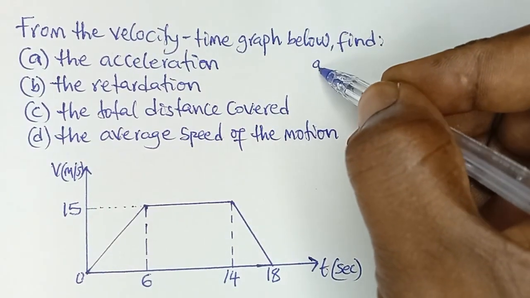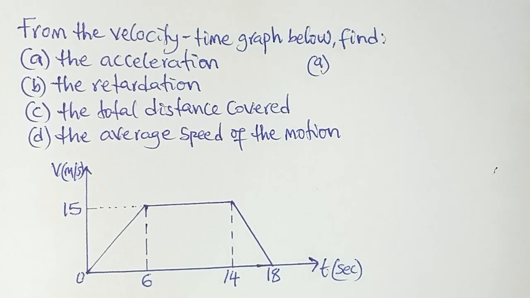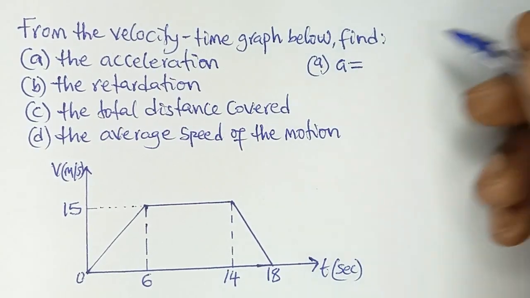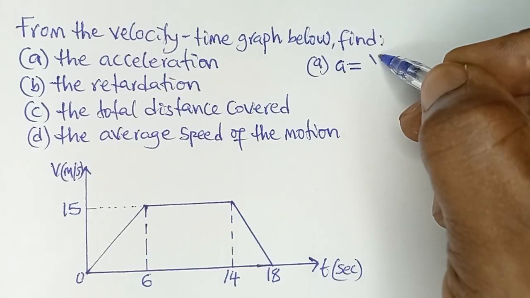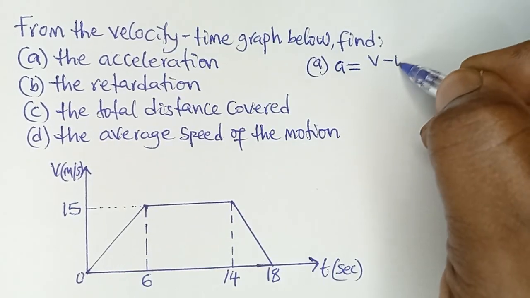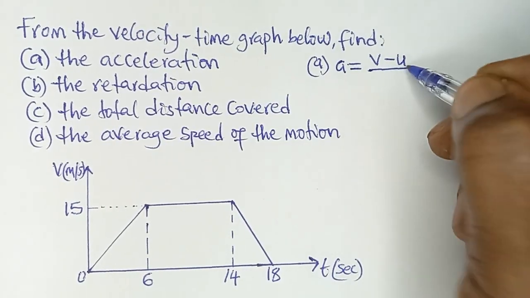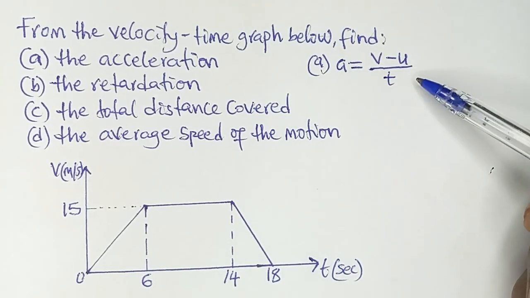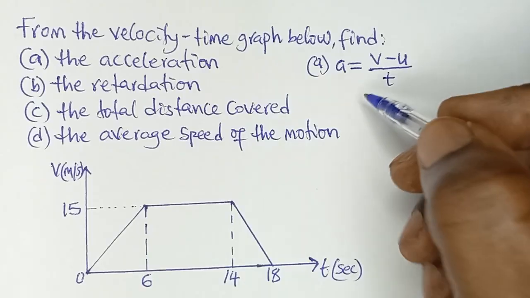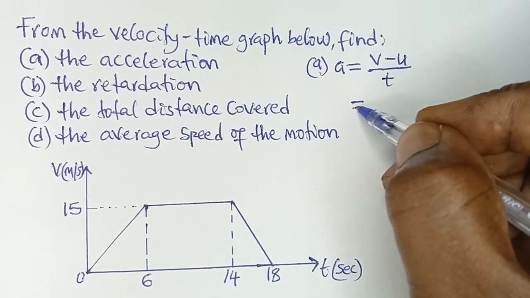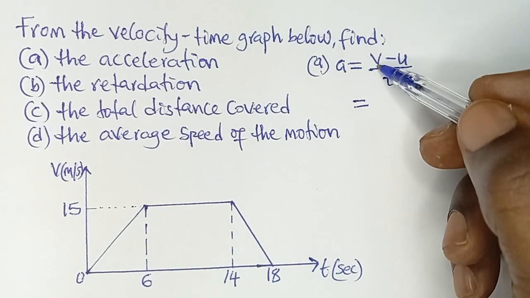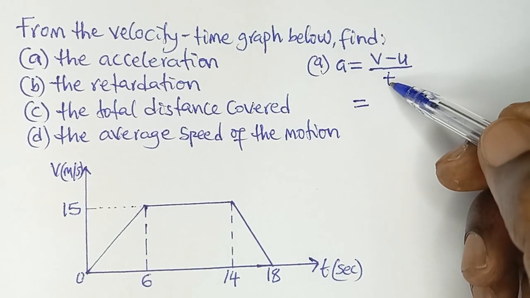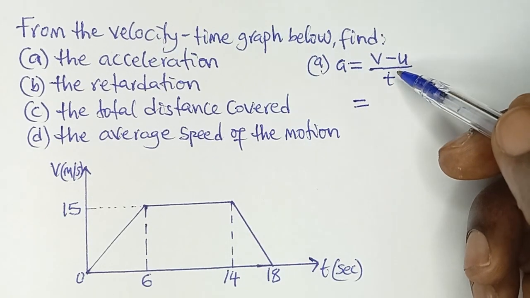And I'll say question A. For us to find the acceleration, the formula for acceleration is given to us as v minus u all over t. So this is the formula for acceleration. So with this formula, we can now analyze the velocity. V is the final velocity, u is the initial velocity, and t is the time taken to accelerate.